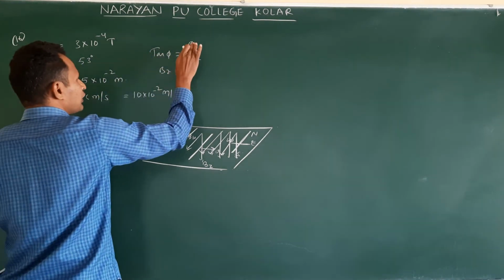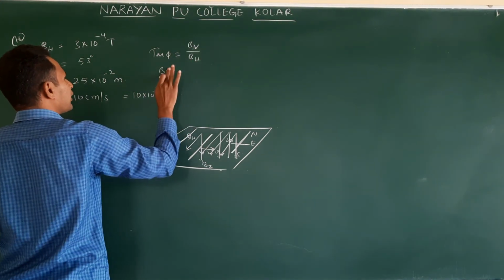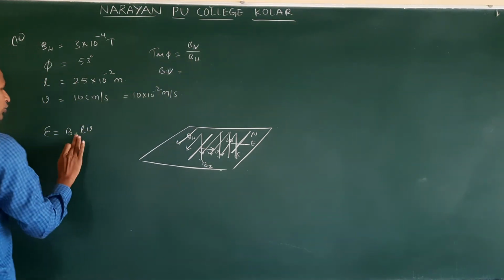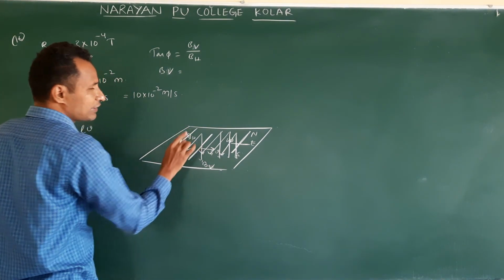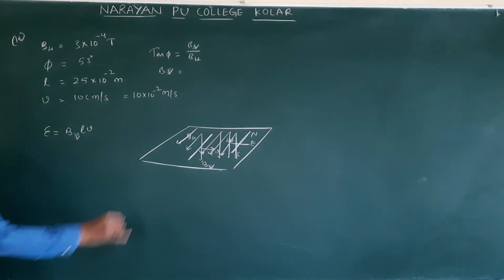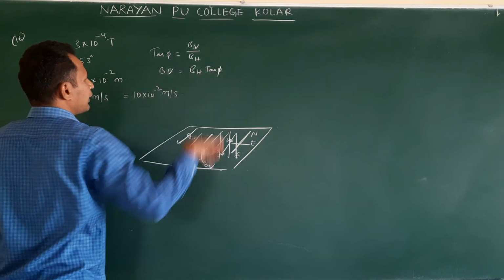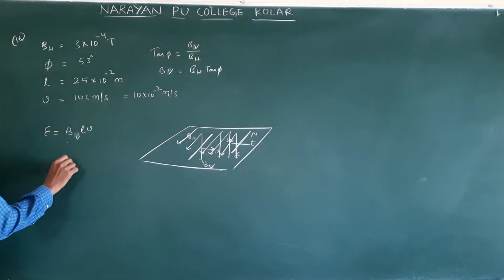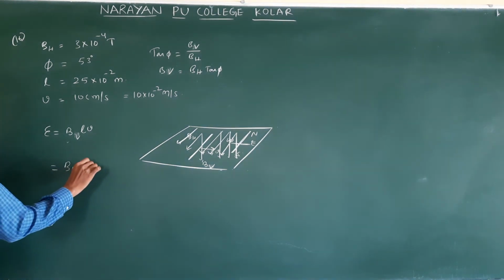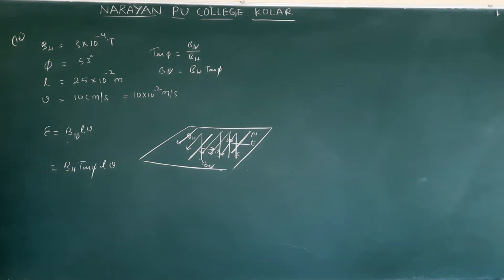So B_Z is equal to... H we took as the horizontal component. To avoid the confusion, I am following the textbook. To avoid this, you take B_V, the vertical component. Vertical, it is easy. V stands for vertical, H stands for horizontal. So then B_V is equal to what? B_H tan phi. So substitute here. So B_V is nothing but B_H tan phi, times L V. So this is a very important model question.